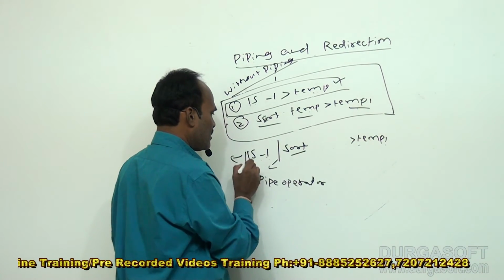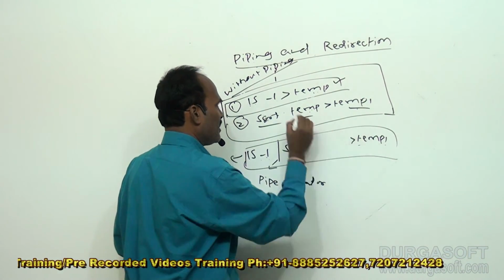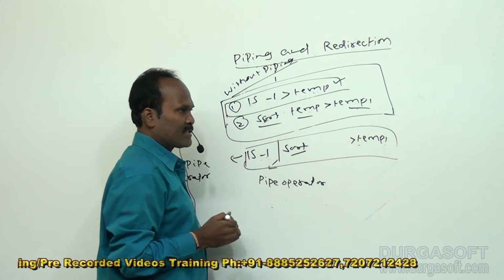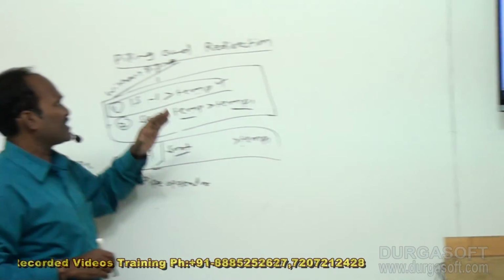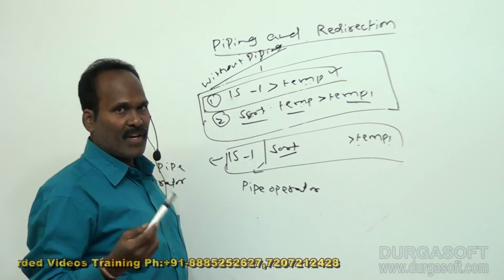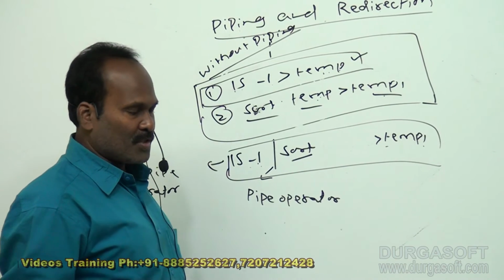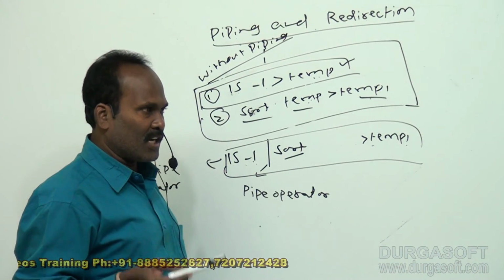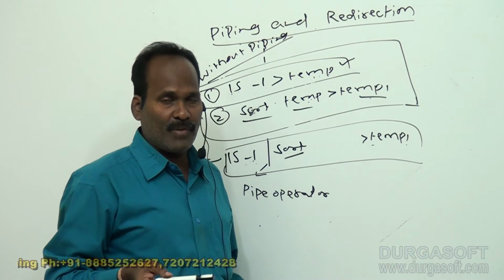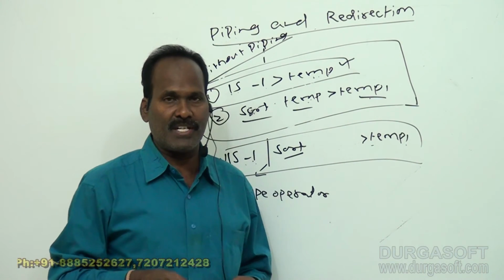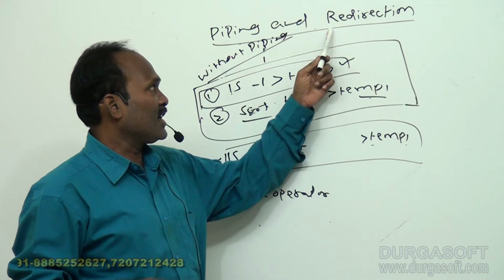This single step is equivalent to these two steps. I will show. Here I have covered piping and redirection. Redirection means you are changing the default input and output. For any computer system, the default input is the keyboard and the default output is the monitor. So when you want to change the default input and output devices, we can make use of the redirection operator.